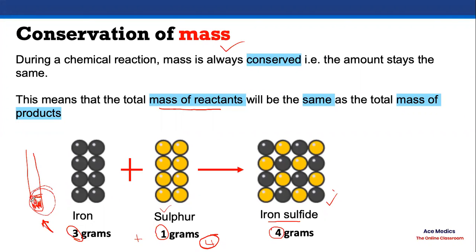So once you've heated this up, if you were to measure the product that you get in the end, so if you were to measure the amount of iron sulfide, you will get 4 grams of iron sulfide, because when we add the reactants together, which is the iron and the sulfur, so we already said that we put in 3 grams of iron and 1 gram of sulfur, at the end product, we will get 4 grams of the product, because of this rule of conservation of mass, that the mass of the reactants will always be the total mass of the product. Okay, so that is conservation of mass.